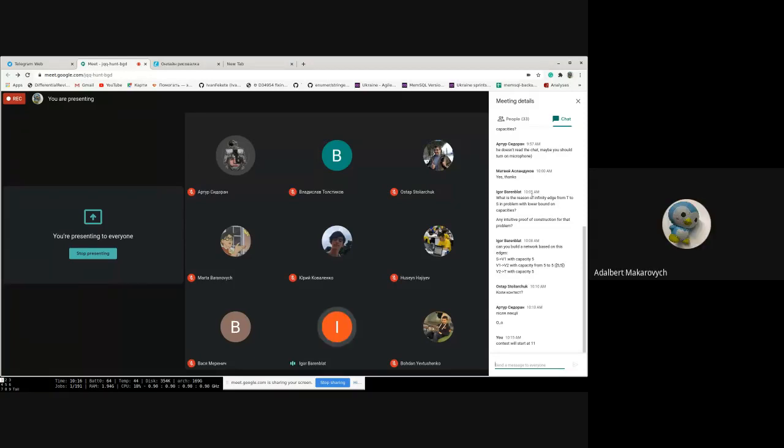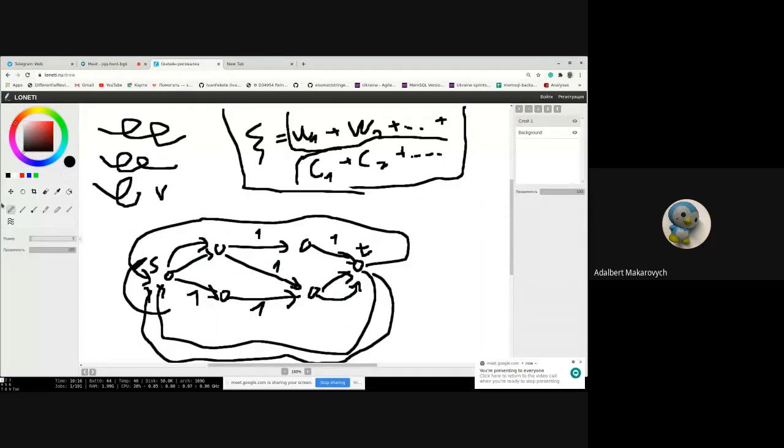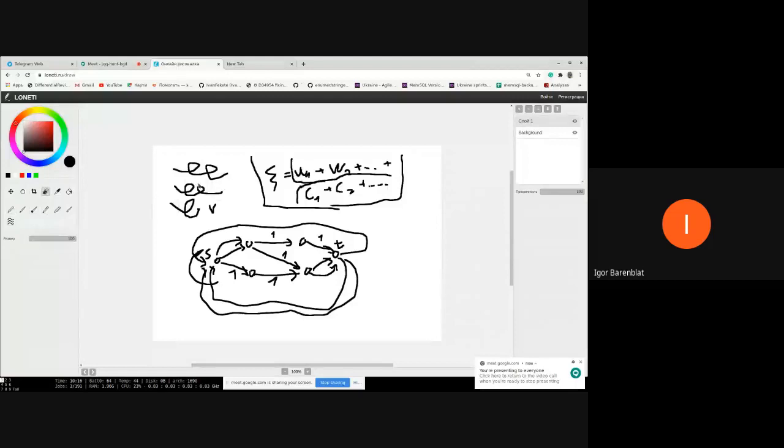Can you draw the graph for our example that we wrote? For the example, I will draw it from the chat. An example in the chat.